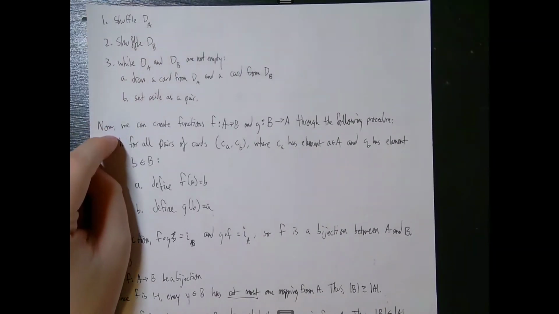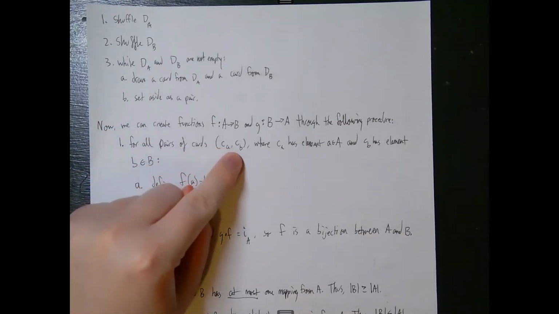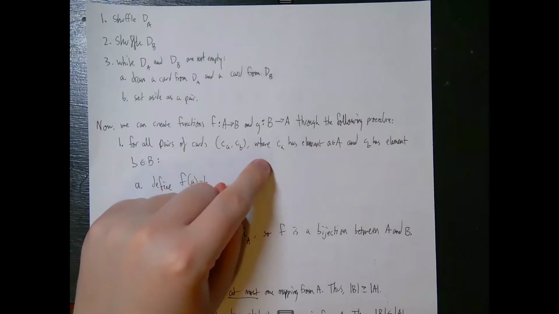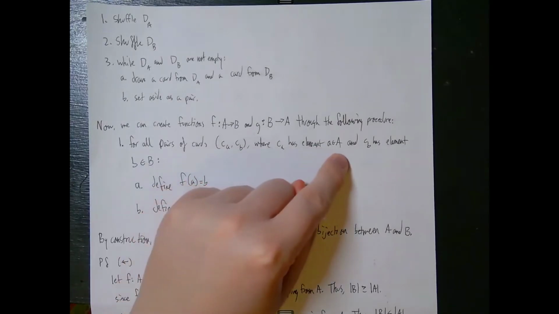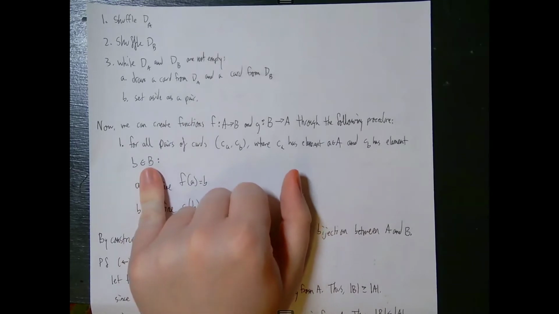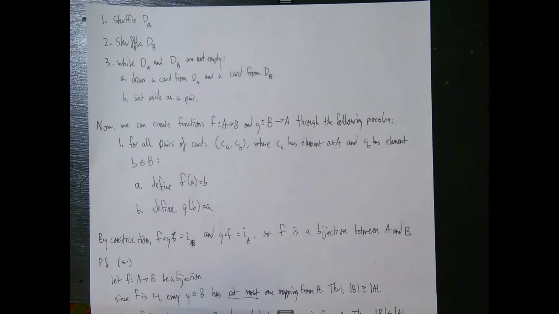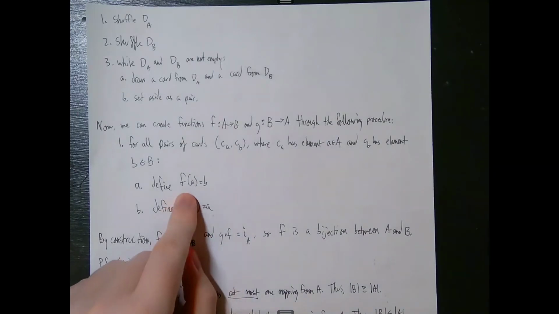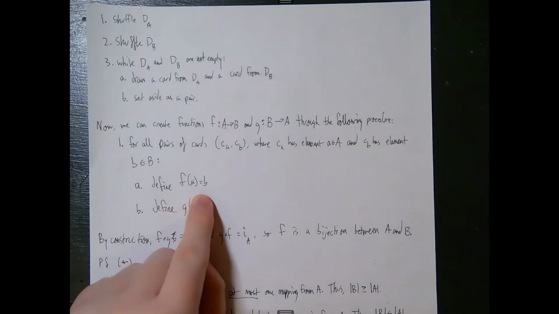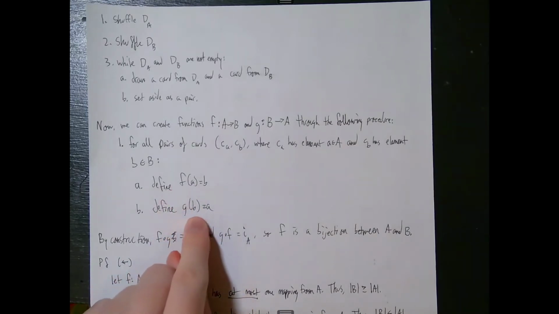So what we have is we're going to take pairs of cards C sub A and C sub B, where C sub A has element little a in A, and C sub B has element little b in B. For all of those pairs, we're going to define F of little a as being equal to little b. F applied to little a equals little b, and G applied to little b equals little a.